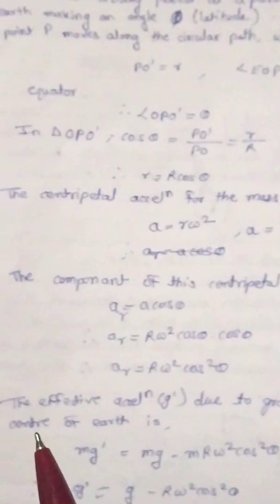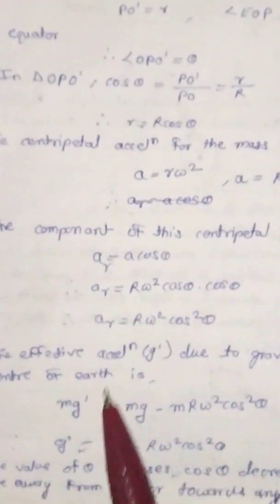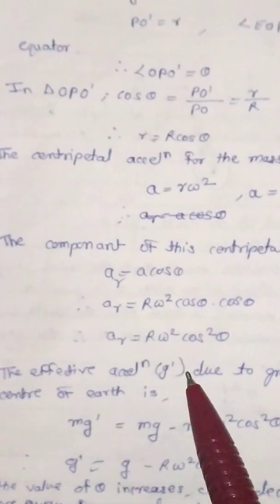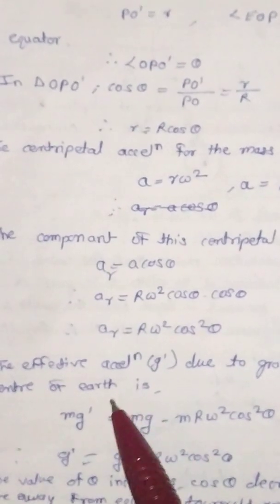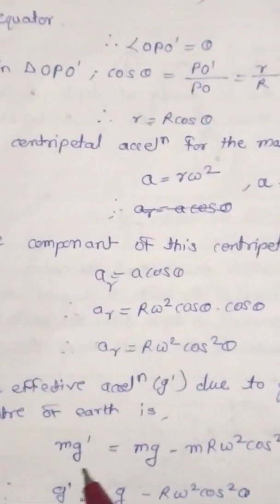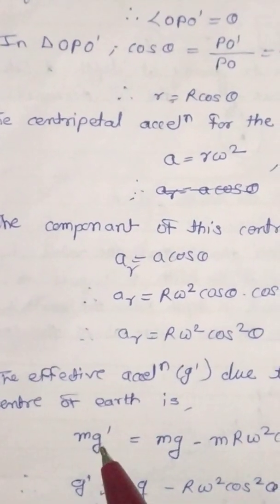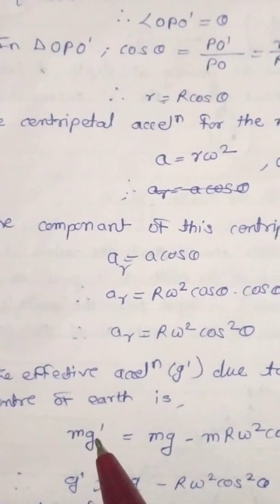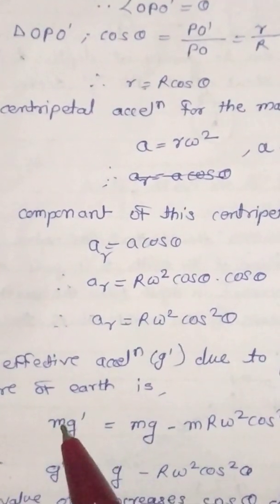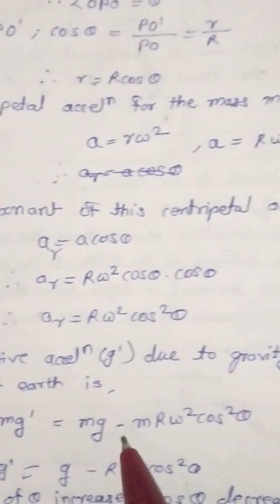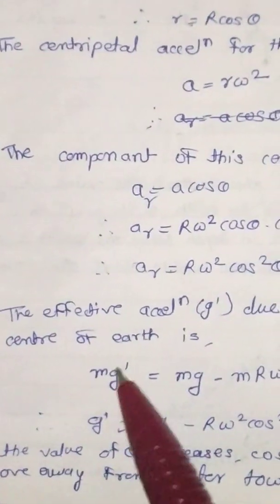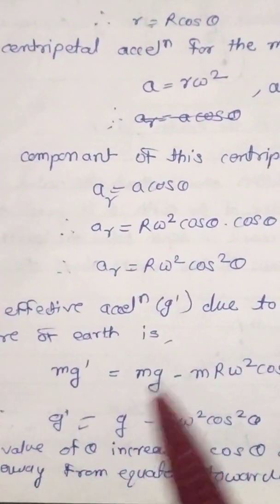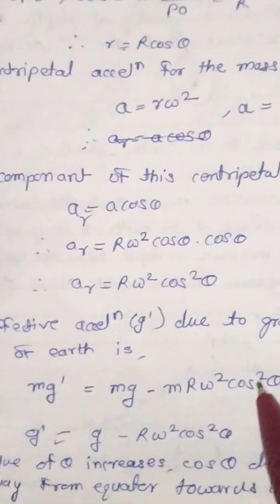And the effective acceleration g dash due to gravity at point P, directed towards the center of the earth: g acts on any object on the surface of the earth, so mg dash, which means weight, is equal to mg minus mR omega square cos square theta. Mass cancels out, then we get g dash is equal to g minus R omega square cos square theta.